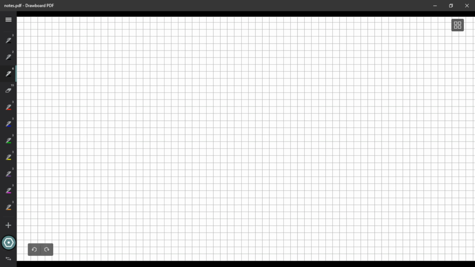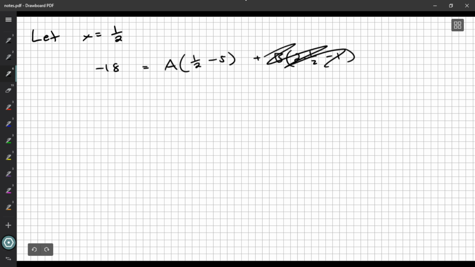Now we need A. And if we want to get rid of B, we want to multiply it by 0, we can plug in a root of 2x minus 1, like 1/2. So 10 times 1/2 is going to be 5, minus 23 is negative 18. Then we will have A times (1/2 minus 5). We'll work that out in a second. And then B times (2 times 1/2 minus 1). Well, that's just going to be 1 minus 1, 0. We can ignore it. So negative 18 equals A times (1/2 minus 5).